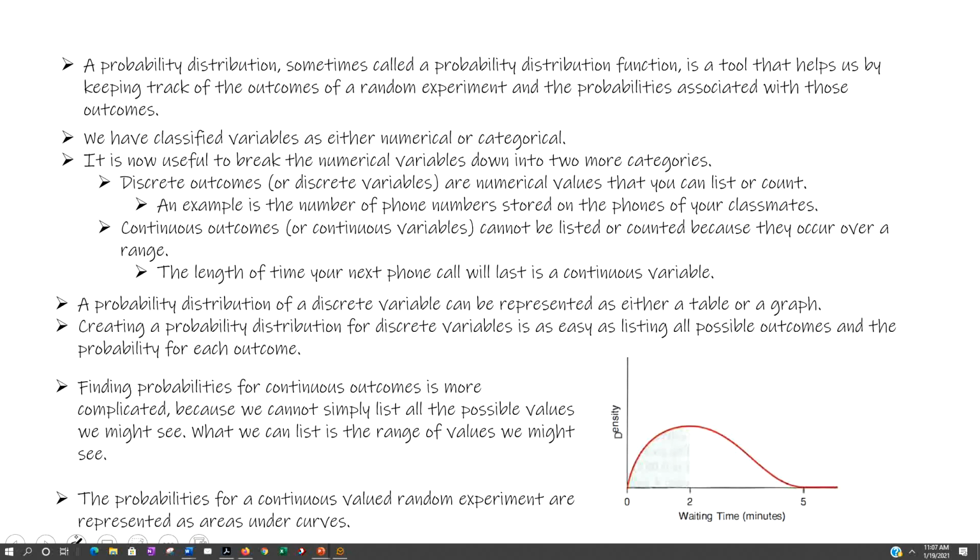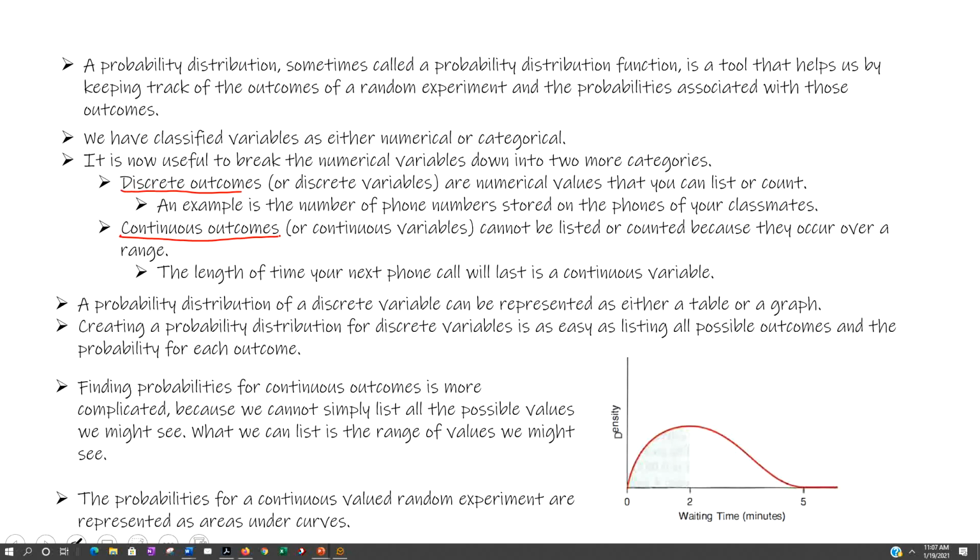From that, though, we can break our numerical variables down into discrete outcomes and then continuous outcomes. Our discrete outcomes are outcomes that we can actually count. How many people in Carver High School have red hair and green eyes? We can count that number of people. We're not going to have a fractional person.